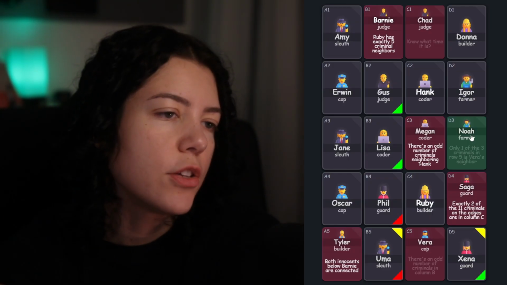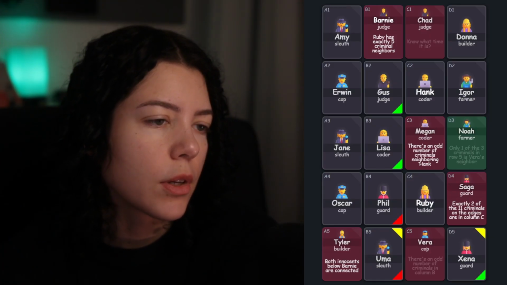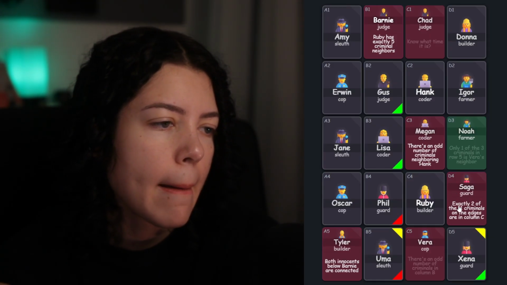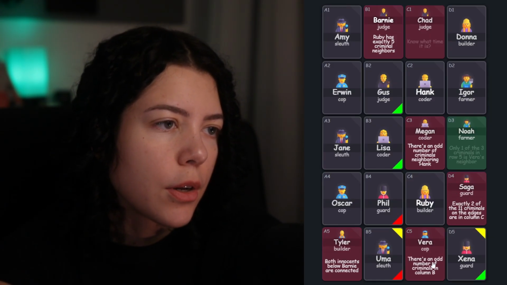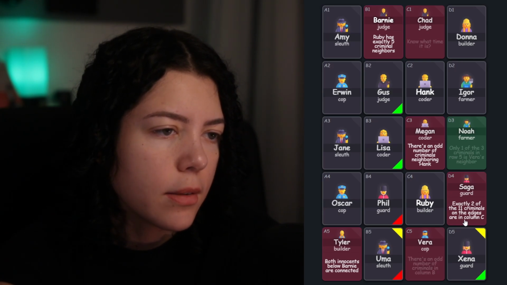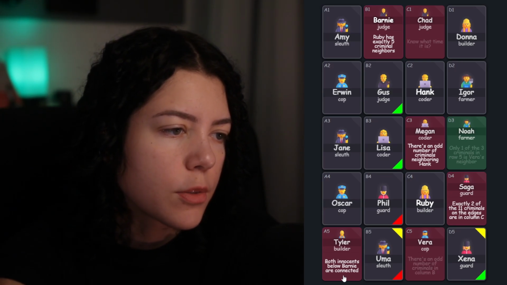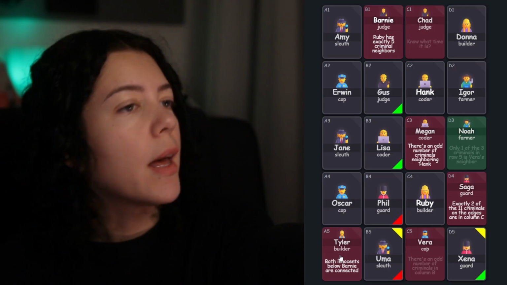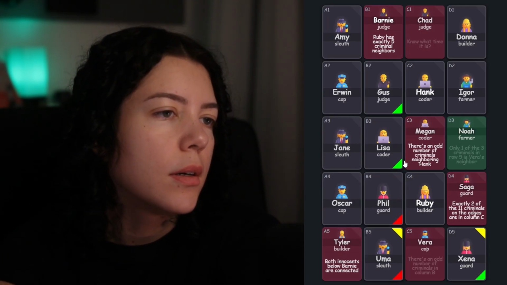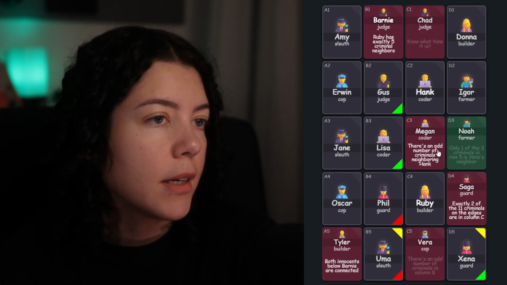11 criminals on the edges are in column C. We have Vera and Chad. Odd number of criminals in column B. We're gonna have that. Both innocents below Barney are connected. We're solving that. Odd number of criminals neighboring Hank.